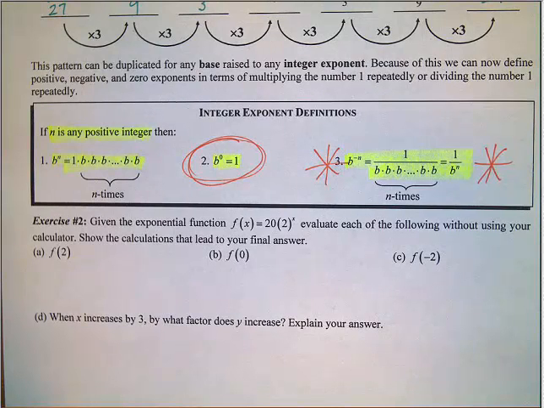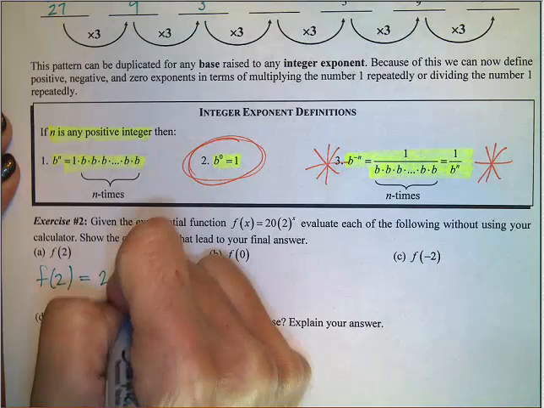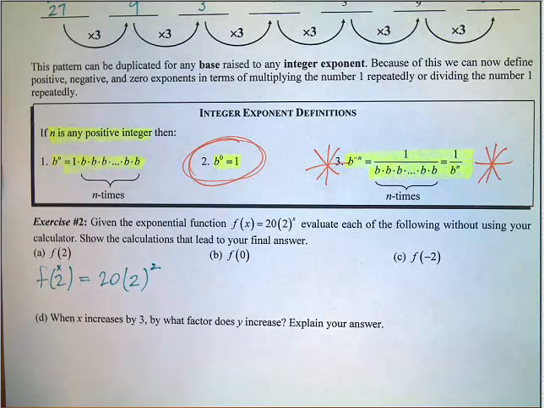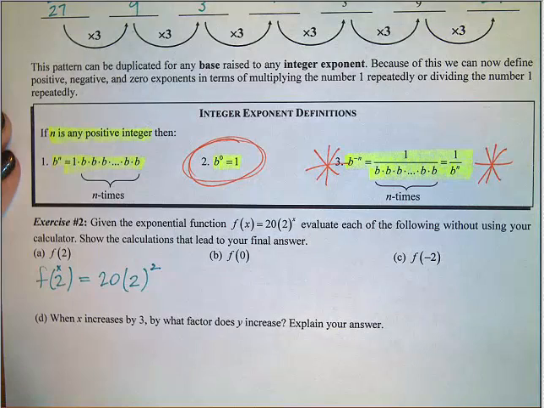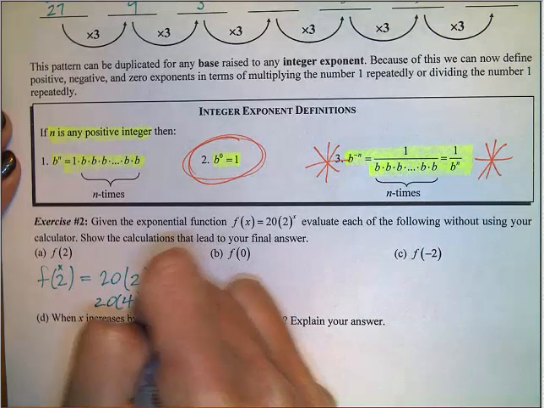Exercise 2. Given the exponential function f of x equals 20 times 2 to the x, evaluate each of the following without using your calculator. f of 2 equals 20 times 2 to the 2. What do I do first, 20 times 2 or 2 to the second? Well, order of operations says you do exponents first. So this is 20 times 4, which is 80.